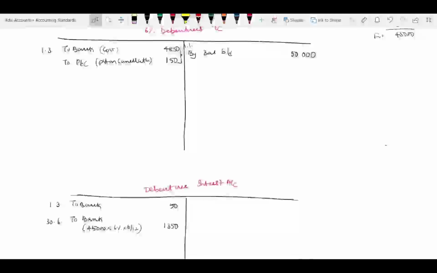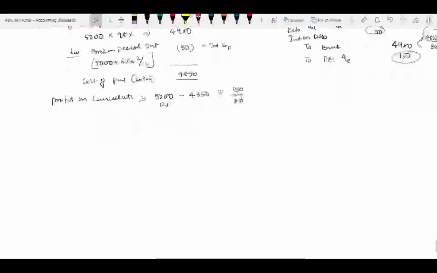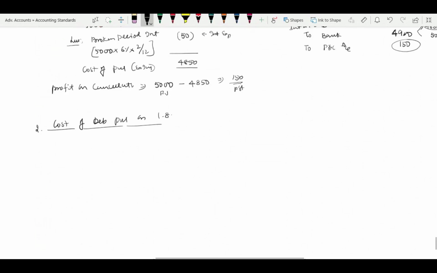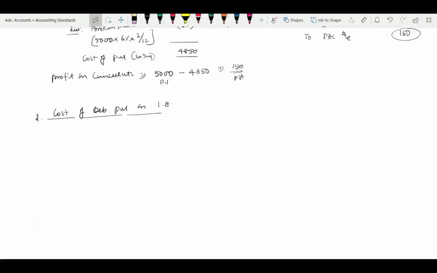So next, on 1st August we purchased again 10,000. So come to working note number 2: cost of investment, cost of debentures purchased on 1/8. Correct?